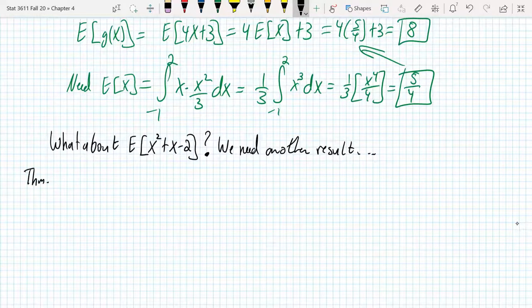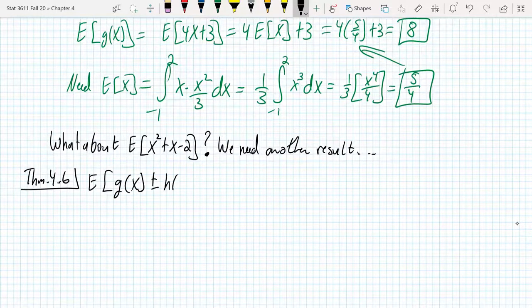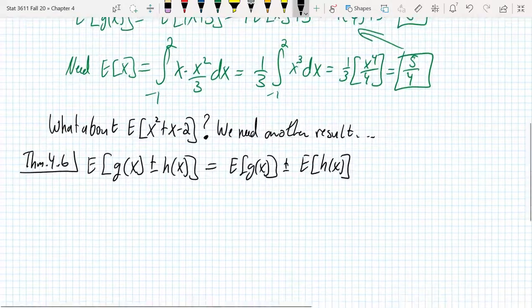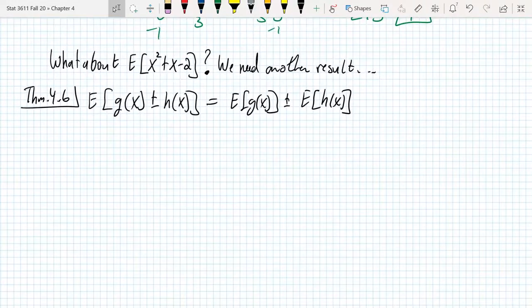Theorem 4.6 in our text says the expected value of g of x plus or minus h of x is equal to the expected value of g of x plus or minus the expected value of h of x. Okay. So what is this going to do for us here? This is very close to the addition or subtraction rule for integration, in the sense that if I'm adding or subtracting functions of a random variable together, I can just look at the expectations of each of those individual functions and then add or subtract those expectations. Okay, so that's kind of nice.